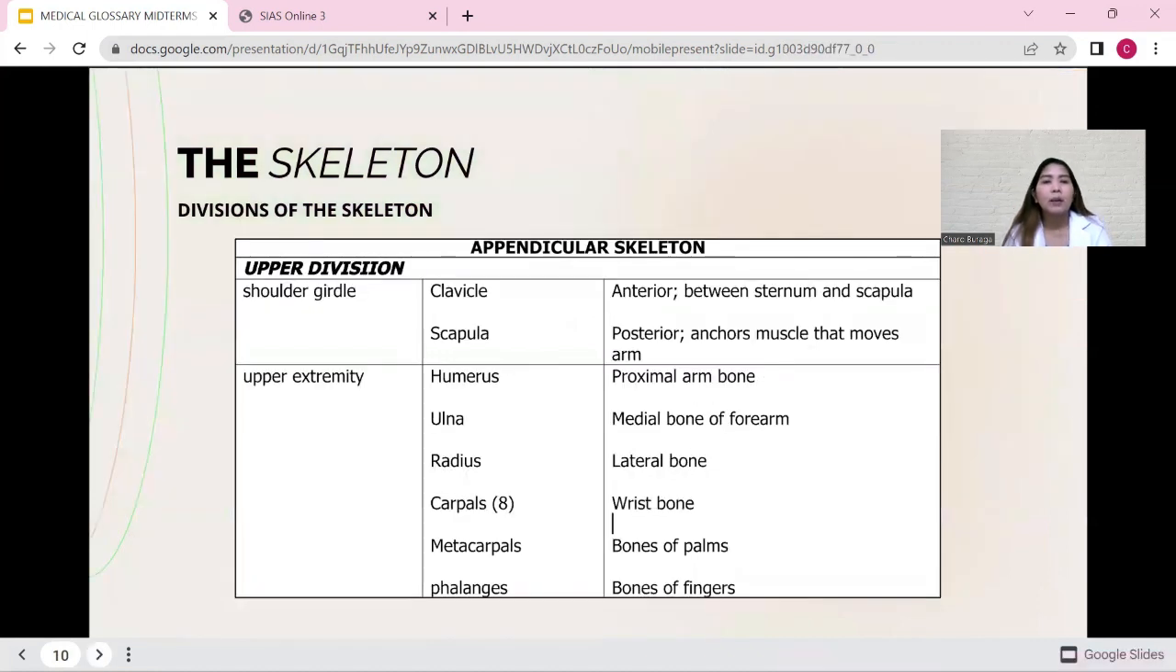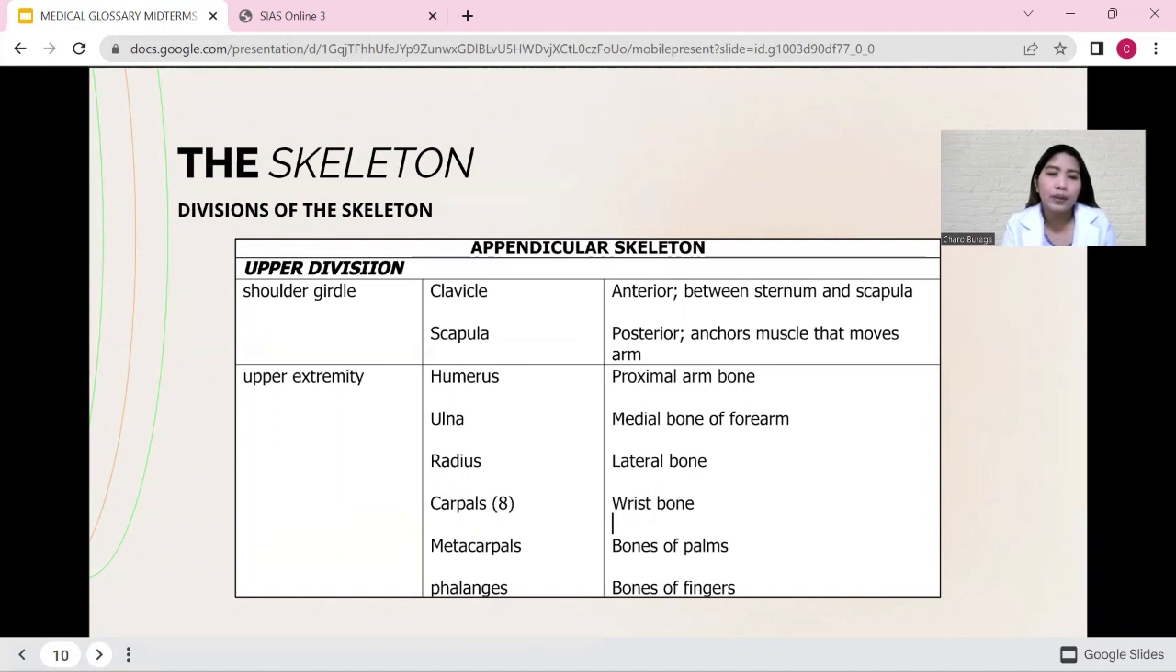Another, the appendicular skeleton. The upper division, we have the shoulder girdle, the clavicle, and the scapula. Ito yung sinasabi natin na the clavicle or the collarbone. Yung nakikita nyo dyan na buto, hawakan nyo, that is the clavicle. Scapula, na nakikita nyo dito sa likod na pag ginanon nyo ang kamay nyo, makakapa nyo siya. That anchors muscle that moves arm. Kaya pag nag-exercise ka ng ganun, gumagalaw ang scapula mo. Okay, upper extremity.